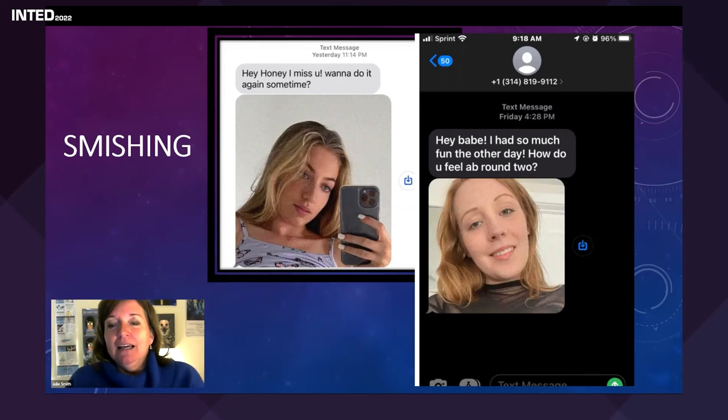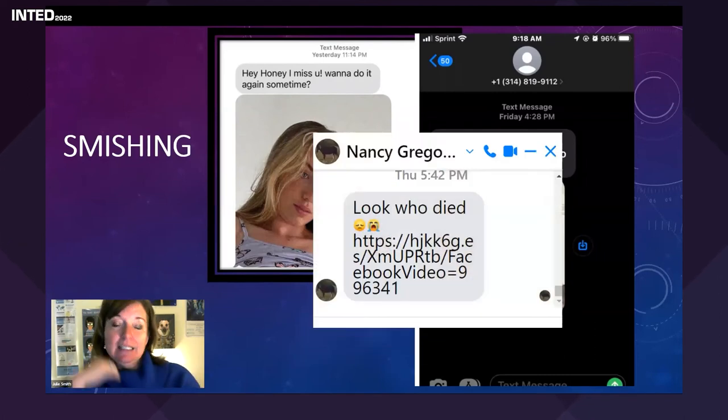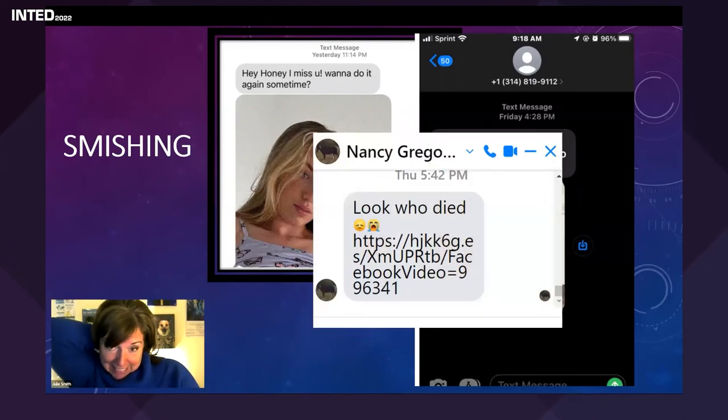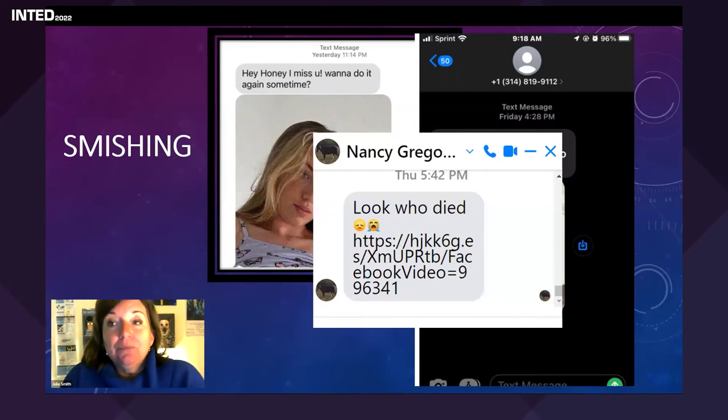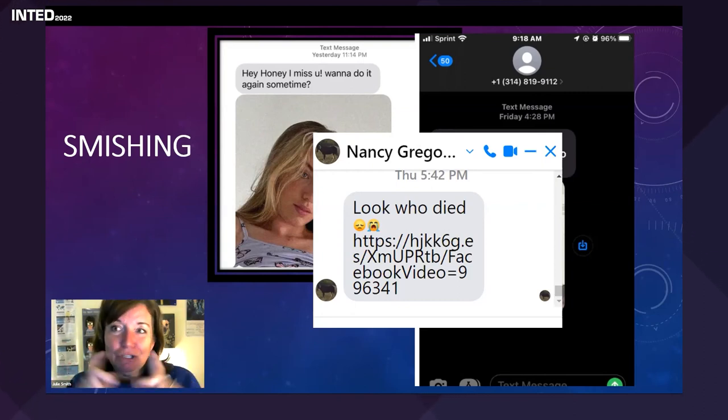So be on the lookout for smishing. Make sure your students are aware of it. Another big thing that's happening is messages like this. This came through on Facebook Messenger. And what's so interesting about this, I haven't spoken to Nancy in probably 5 or 10 years. And yet that hook, look who died.